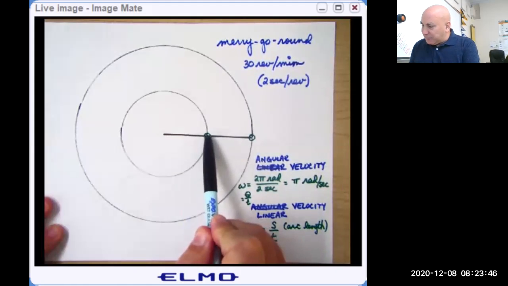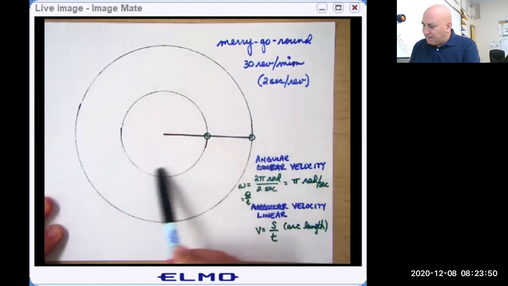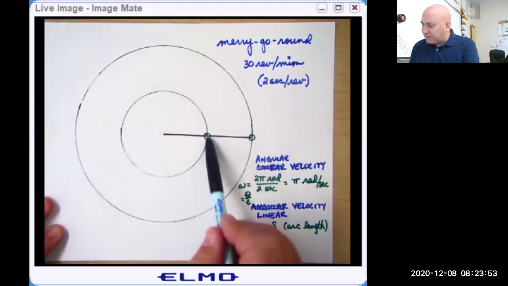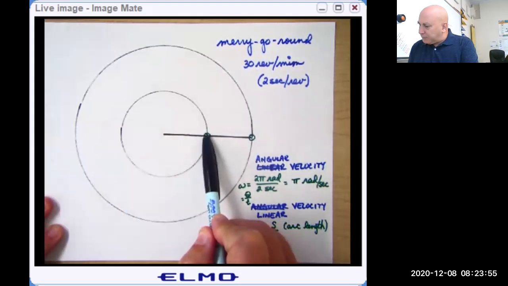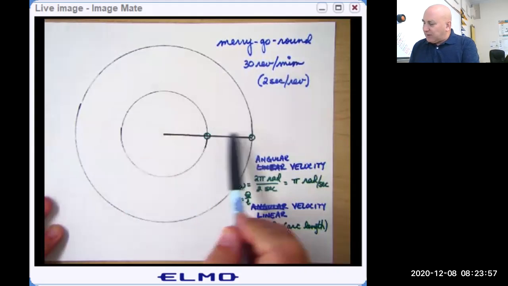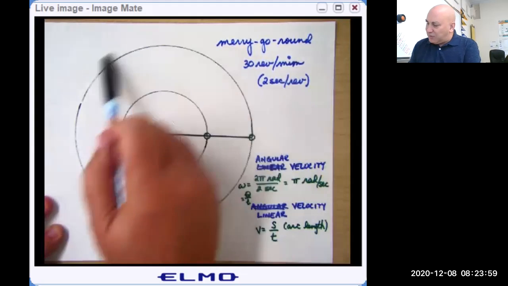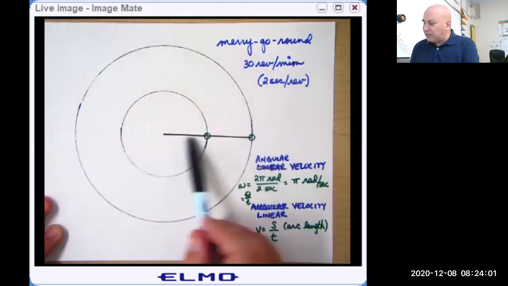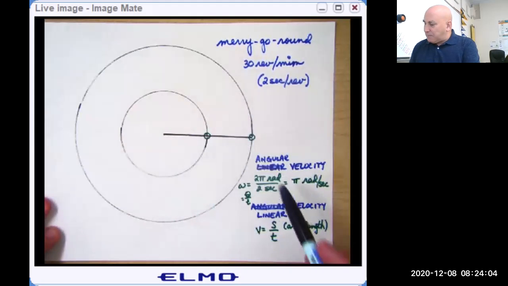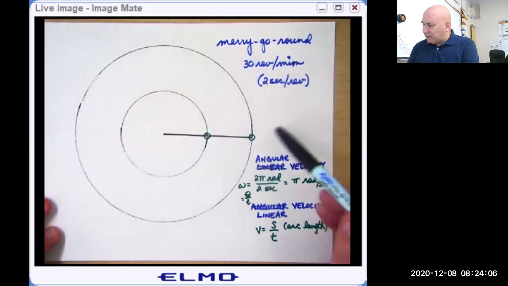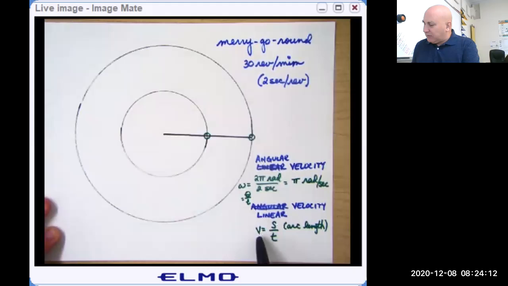Somebody sitting here on the merry-go-round is only going through this distance, this circumference, every 2 seconds. Somebody sitting out here would be going this circumference. You can see it's twice as far in 2 seconds. So linear velocity is arc length divided by time, or the arc length is velocity times time, d equals rt, just what you're always used to.